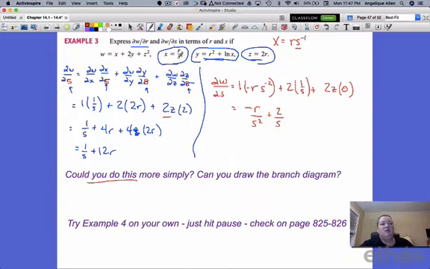Okay, so could you do this more simply? Yes, you could substitute these values into the function and do it with no partial derivatives needed. We did review how to draw the branch diagram in a previous slide, so you might want to practice that, but it's done on a previous slide. And I want you to try example 4 on your own. So hit pause and go to page 825 and 6 and try example 4. It's just more of the same, and I want you to see how that comes out for you.